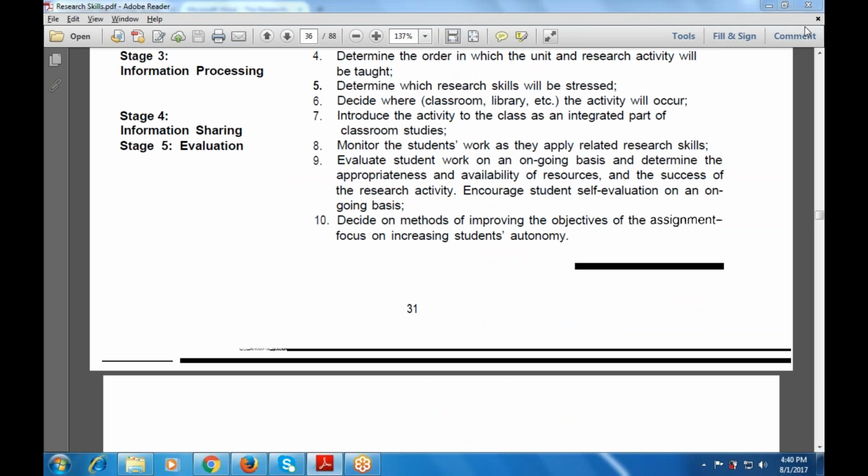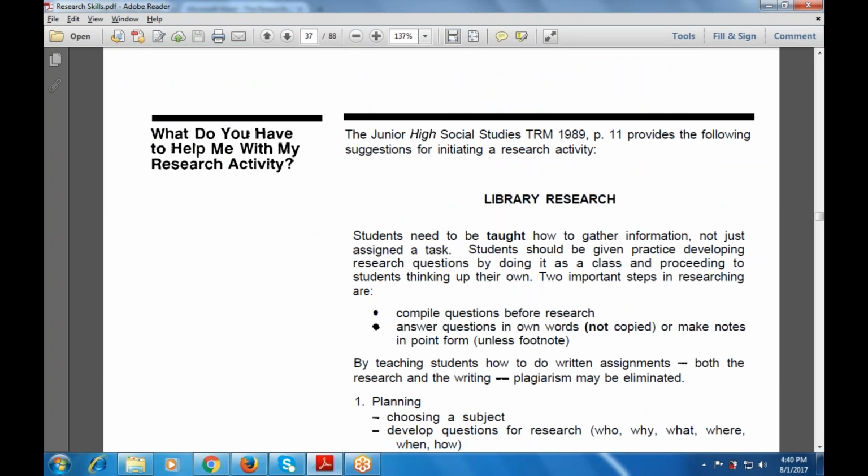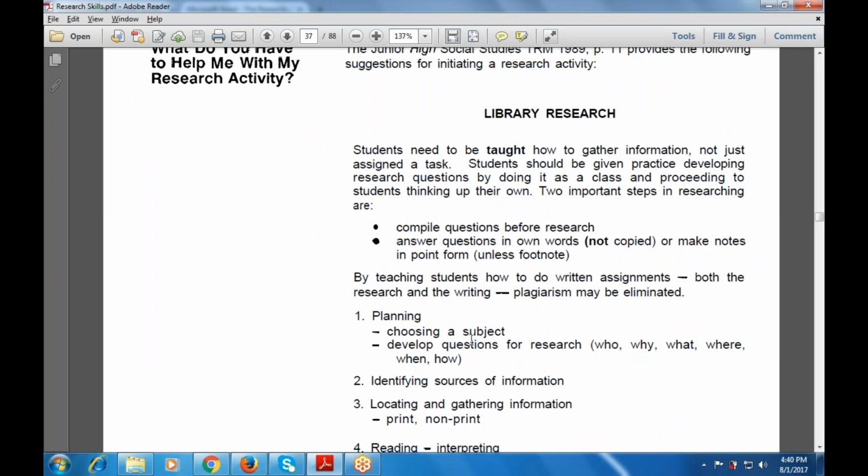Now the next topic that we are going to discuss is the library research. Students need to be taught how to gather information, not just assigned a task. They are told how to gather the information, and students should be given practice developing research questions by doing it as a class and proceeding to the students thinking of their own, in their own styles. Two important steps are also needed in researching.